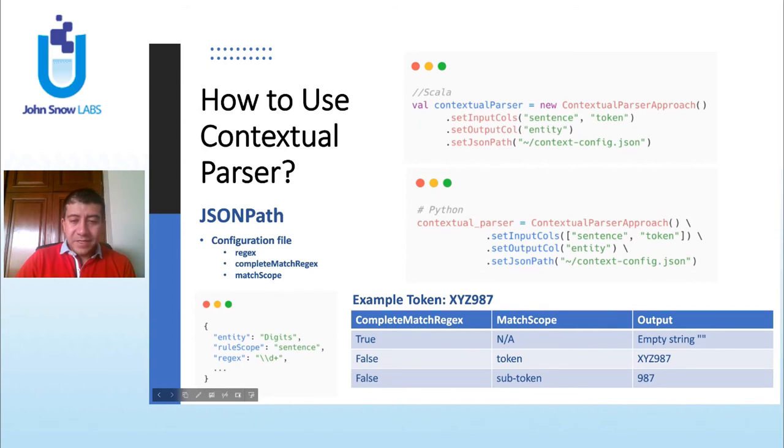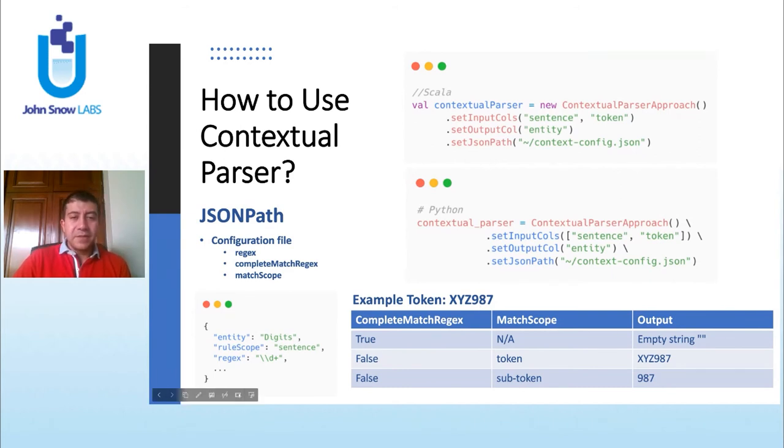So as you can see, if we want to be strict in the match, the way to go is by defining complete match as true. Whereas if we want more flexibility, we can define it as false and define the match scope based on the output we expect from it, which is the token itself. When we define token, we have the full token that has this match. And when we define subtoken, we will get as output only the portion that has the match. Like in this case, with the regular expression, we will define as match only the digits, which is the one that we want as output.